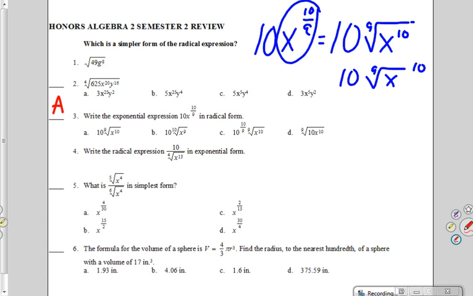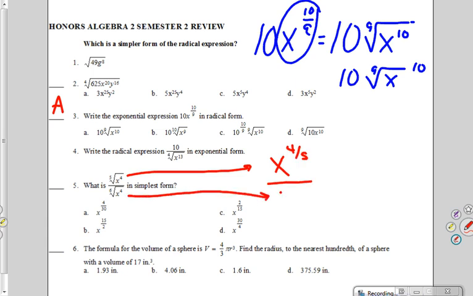While we're here, let's go ahead and do number 5. What is that mess in simplest form? So first, you want to rewrite the top as x to the 4/5 and the bottom as x to the 4/6.